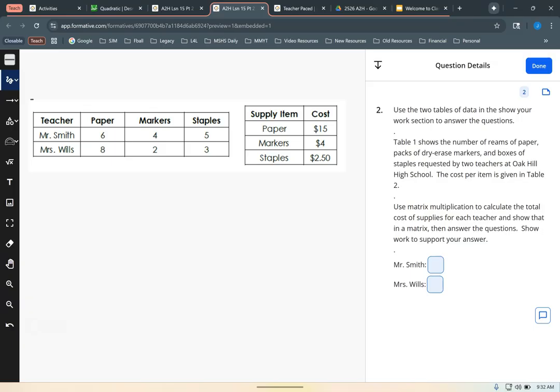So let's set up a matrix for the types of items that the teachers used. What do you think the dimensions of this matrix are going to be here? 2 by 3. Very good, right?